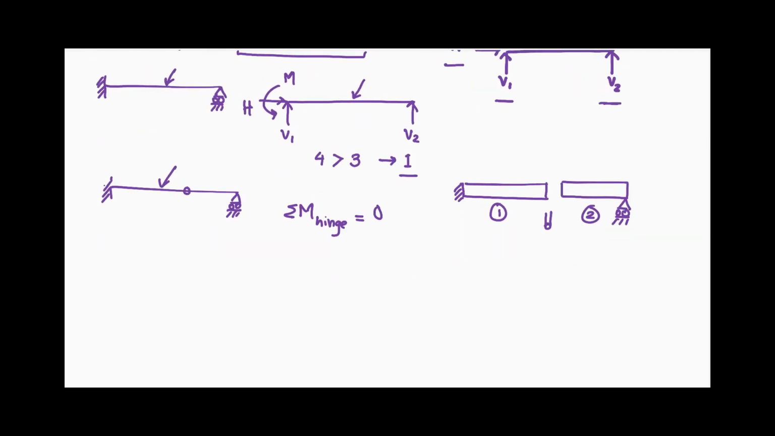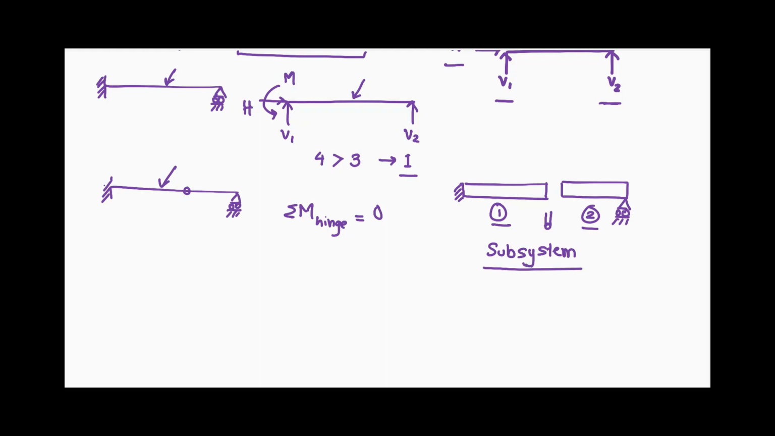Further, the principle of equilibrium states that if a system is in equilibrium, any subsystem derived from that original system also needs to satisfy the equilibrium equations. Hence, if we consider this beam to be made up of two subsystems, namely beam 1 and beam 2, both the subsystems individually have to satisfy the equilibrium equations.